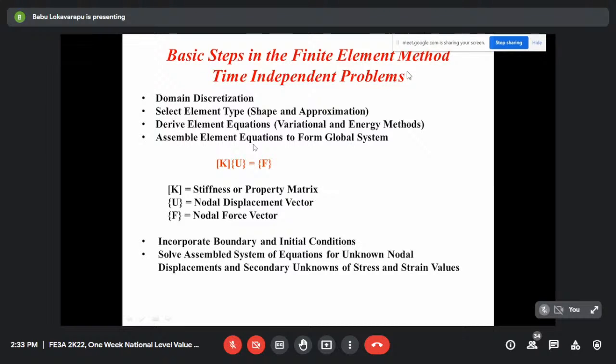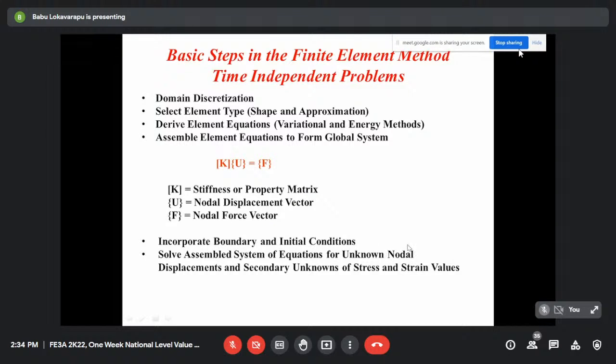Then assemble element equations to form the global system. There are two elements. For each element, you have to derive the equation. There are two equations and you have to assemble them. That is what gives the global equation. Once you know the global equation, identify boundary conditions and initial conditions, implement them on your final global equations, and then solve for the field variable. If I say field variable, it can be anything. It can be displacement or temperature, depending on what kind of problem you are going to solve.